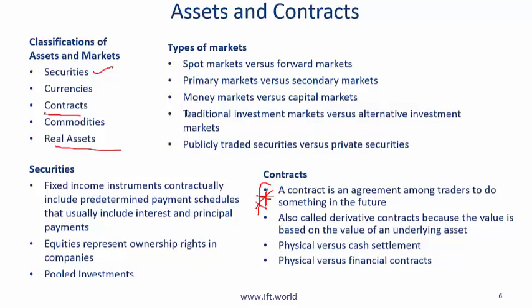Money markets versus capital markets. Money markets are markets for debt securities with maturity of less than 1 year. Capital markets refers to longer term securities such as longer term bonds and stocks. Traditional investments versus alternative investment markets. Stocks and bonds are generally considered traditional. Alternative investments are commodities. You can also have hedge funds, private equity, and so on. Publicly traded securities are securities which are traded on an exchange. Private securities are not traded on an exchange.